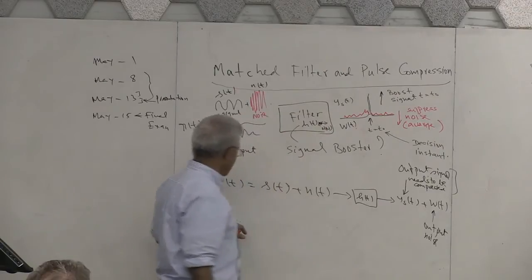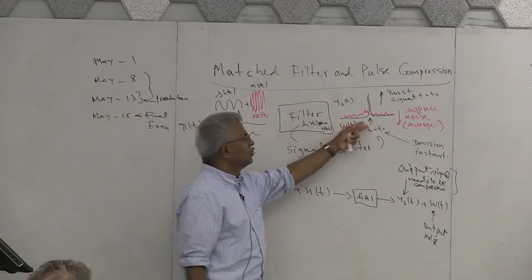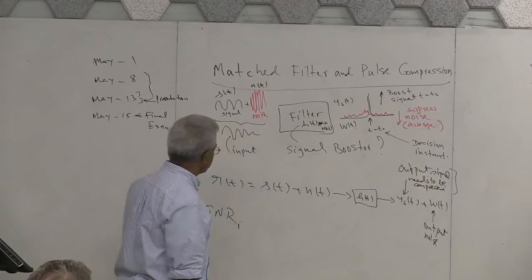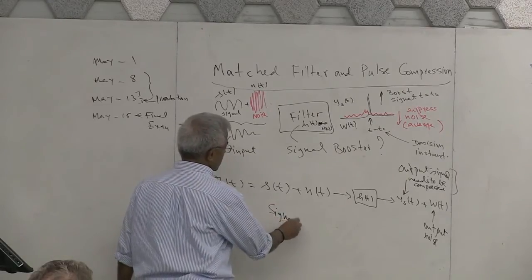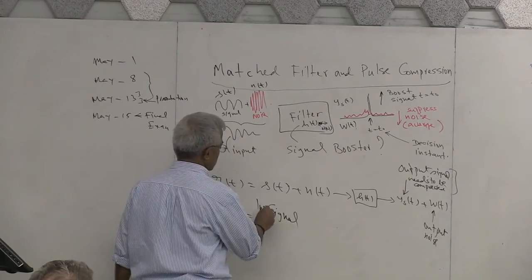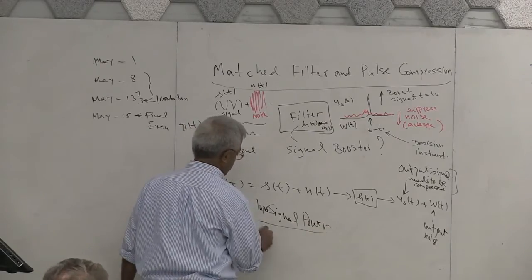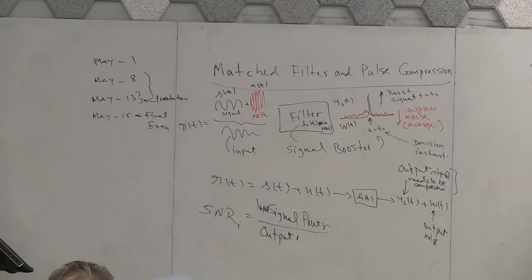So by this I mean the input signal to noise ratio. Same thing at the output. You could ask, what is the signal to noise ratio at somewhere? So this is input signal power over input noise power.